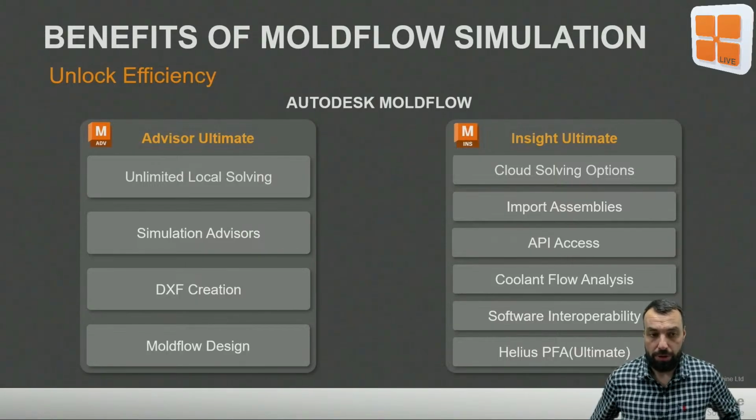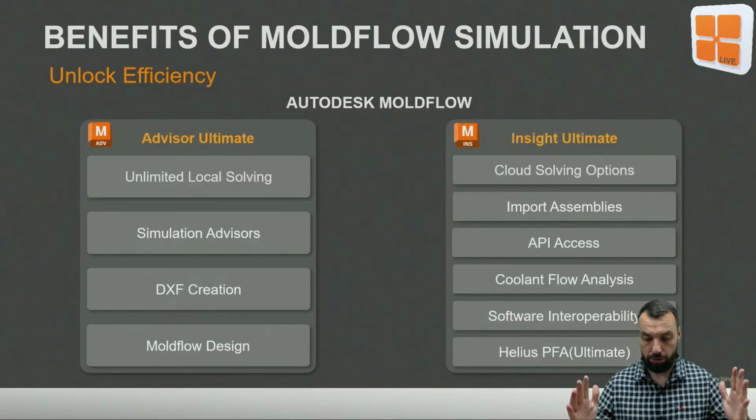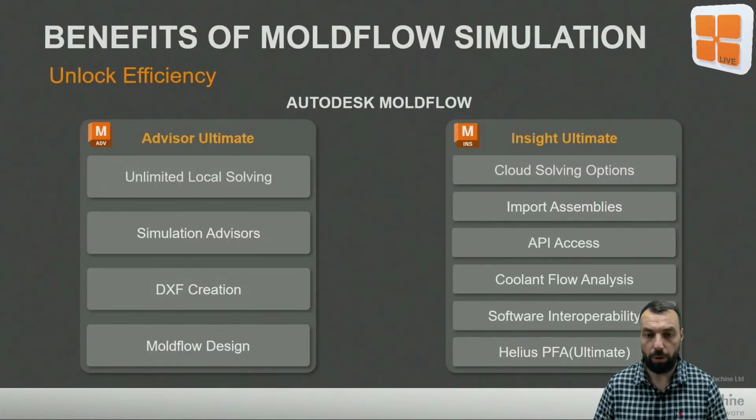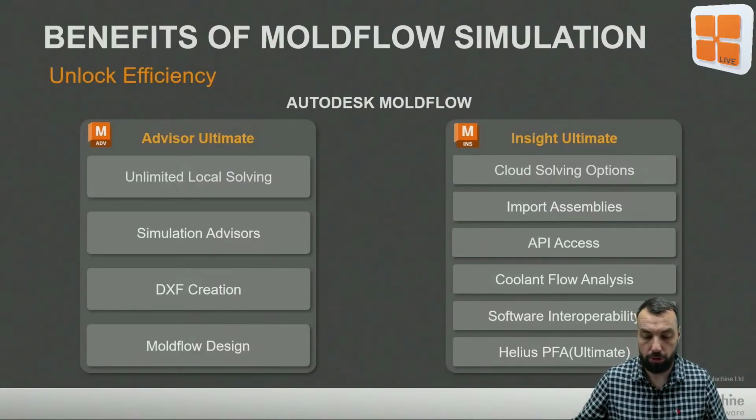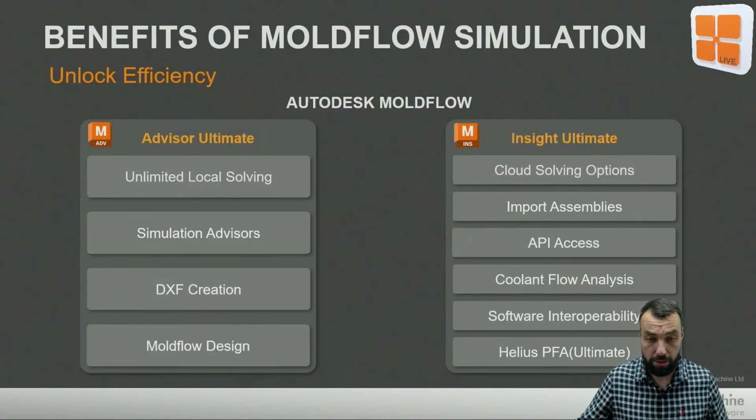So jumping right into it, from a Moldflow point of view, we have two main packages that we have on offer, being Advisor and Insight. So those are the two main branches that we have within Moldflow. And then if we start to break down what options we have with each version, with Advisor, we have a premium option and an ultimate option, whereas with Insight, we have the standard, premium, and ultimate versions.